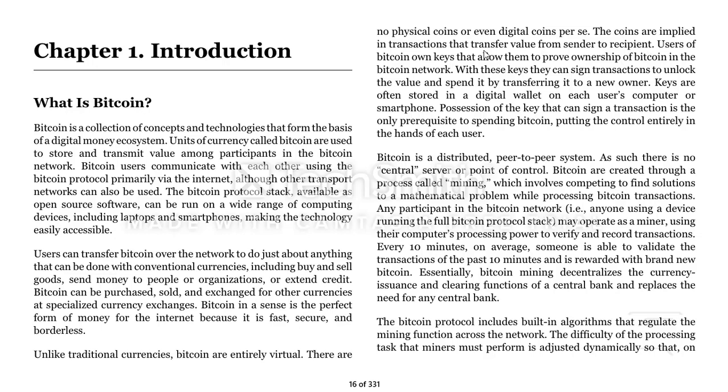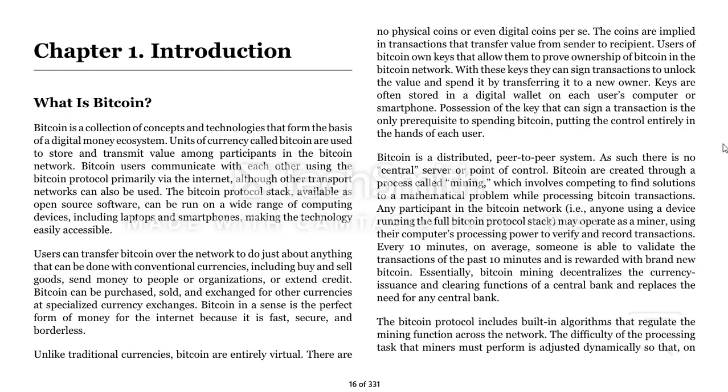Users of Bitcoin own keys that allow them to prove ownership of Bitcoin in the Bitcoin network. With these keys they can sign transactions to unlock the value and spend it by transferring it to a new owner. Keys are often stored in a digital wallet on each user's computer or smartphone. Possession of the key that can sign a transaction is the only prerequisite to spending Bitcoin, putting the control entirely in the hands of each user.